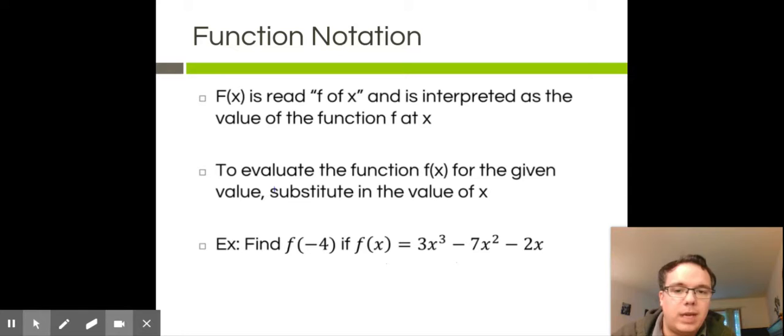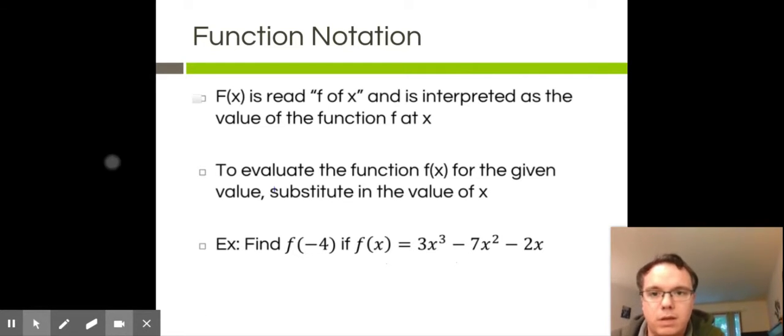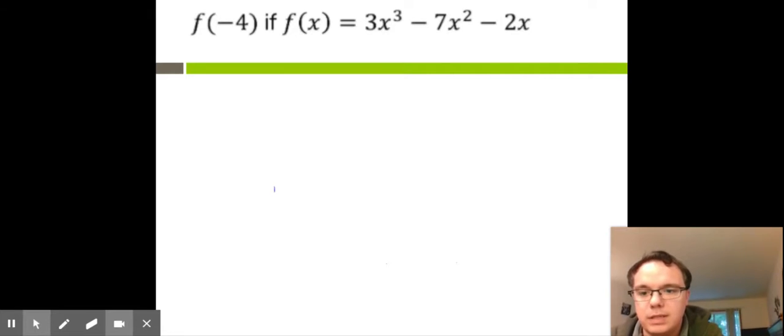So to evaluate a function f of x for a given value of x, we're going to be given a value inside the parentheses. So we're going to find f of negative 4. f of x equals 3x cubed minus 7x squared minus 2x. What that means is we are going to plug in whatever value is in the parentheses for x, and we're just going to simplify. So I have some room for this.